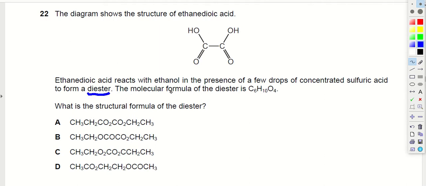Now the molecular formula of the diester is C6H10O4. So we are asked to find what is the structural formula of the diester. So look at this molecule. Now we are going to do esterification between this ethane dioic acid with ethanol. Each carboxylic acid functional group will react with the ethanol to form ester.